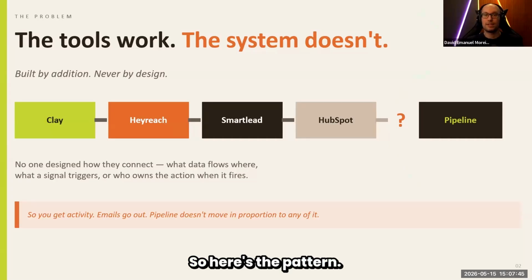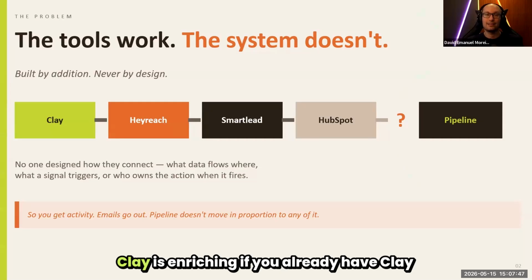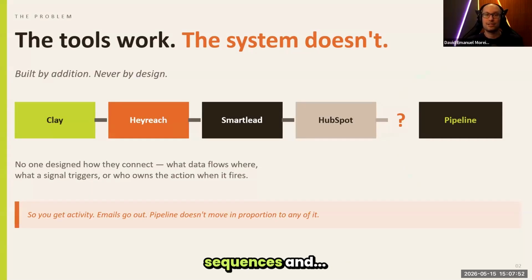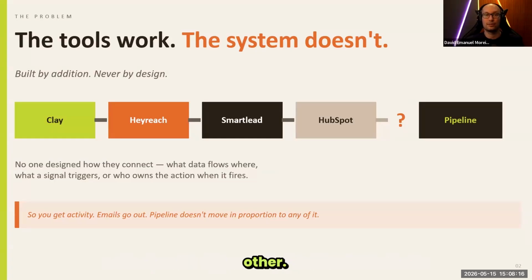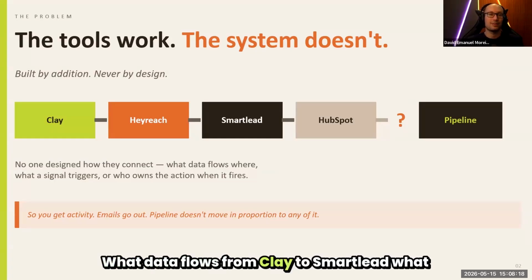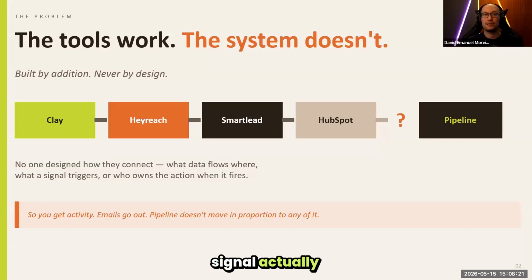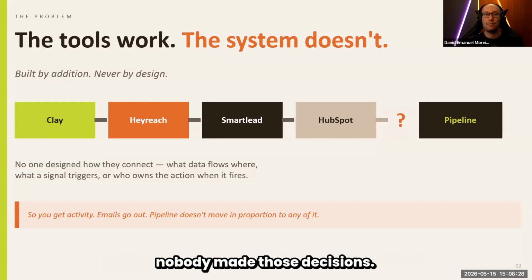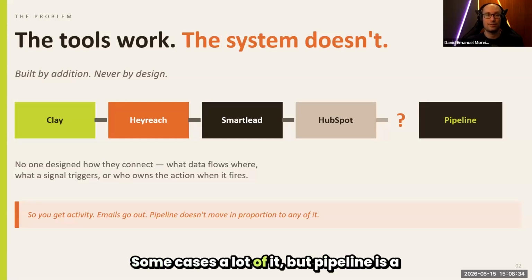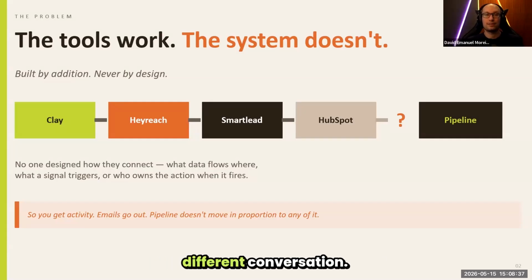So here's the pattern. The tools are running. Clay is reaching out, if you already have Clay. Maybe you're using HeyReach for LinkedIn sequences, and nobody ever designed how these tools are connected, how they should talk to each other. What data flows from Clay to SmartLead, what signal actually triggers a LinkedIn sequence, who owns the action when something fires in HubSpot. And nobody made those decisions. So the result is activity, in some cases a lot of it, but pipeline is a different conversation.